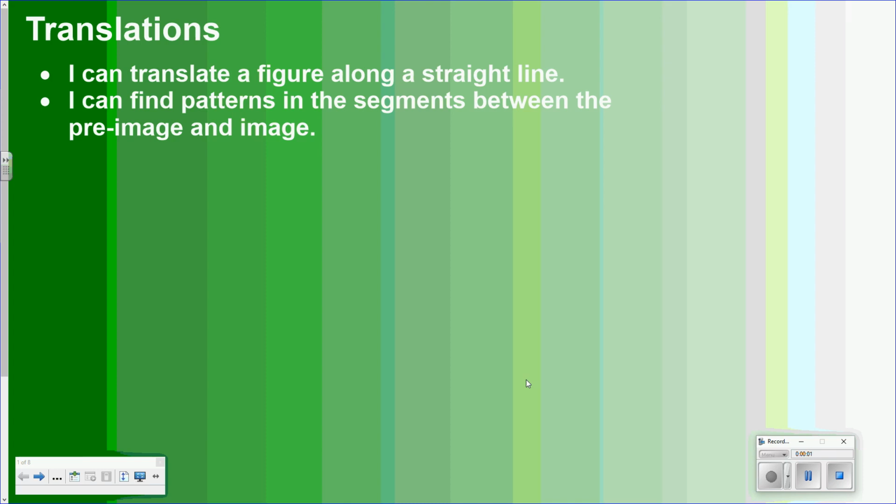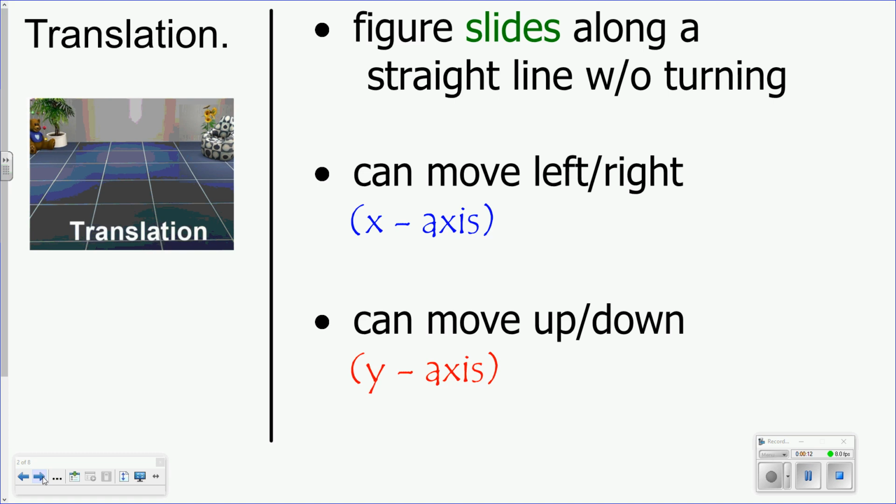In this lesson, we'll be discussing translations. By the end of the lesson, you should be able to translate a figure along a straight line and find the patterns in the segments between the pre-image and the image. So translation means the figure slides along a straight line.